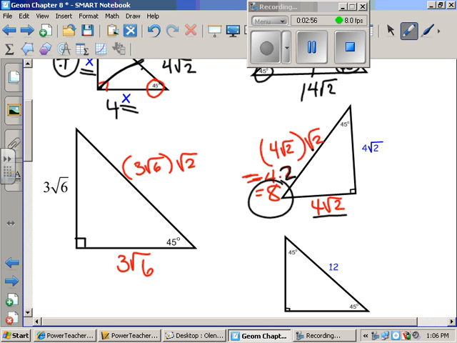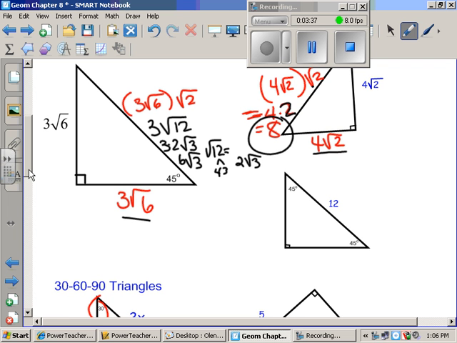Over here, 3 square root of 6, 3 square root of 6. The hypotenuse is 3 square root of 6 times the square root of 2, which is 3 times the square root of 12. The square root of 12, I know this gets complicated, breaks down into 4 times 3. The square root of 4 is 2, so it's 2 times the square root of 3. And then you have 3 times 2 times the square root of 3, which is 6 times the square root of 3. All right?